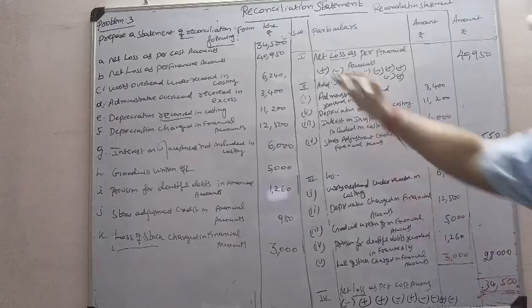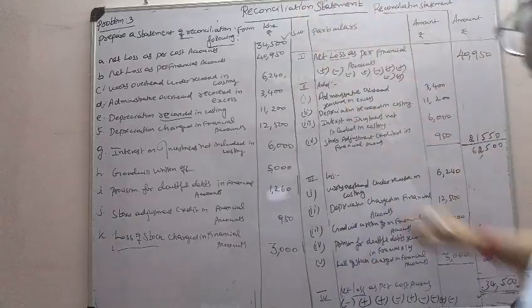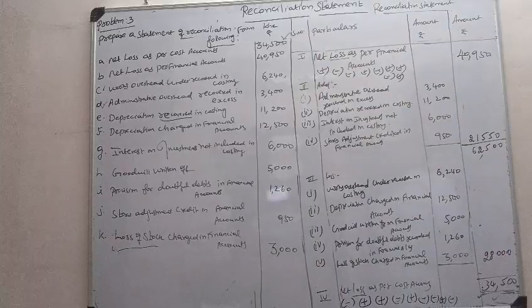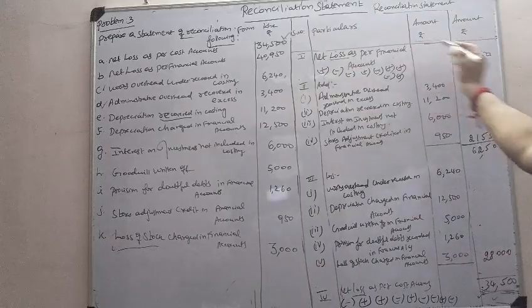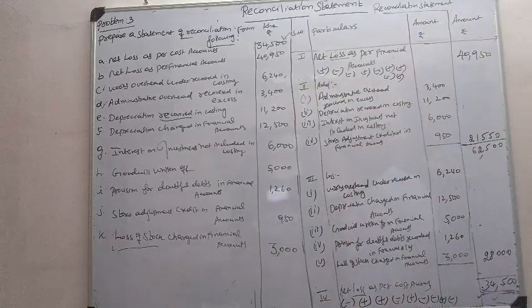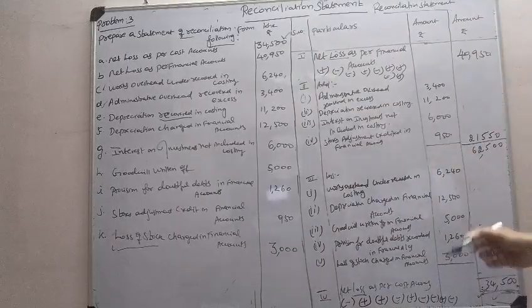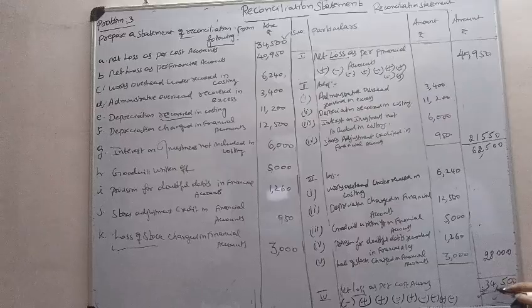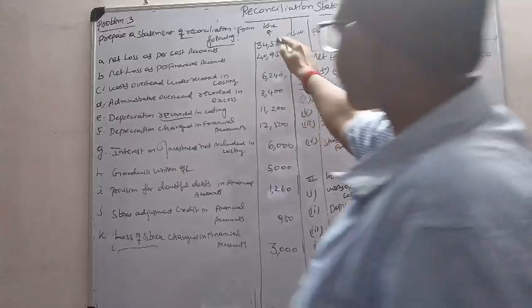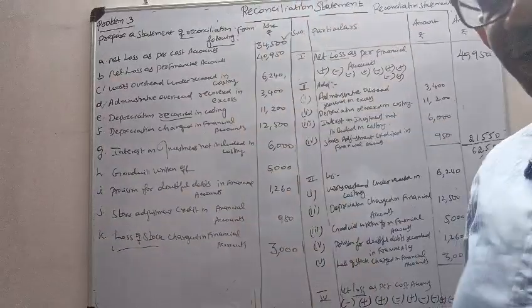34,500. Net loss as per the financial accounts 40,950, and then add items and then minus items. Finally, net loss as per the cost account 34,500. You see here 34,500. Your answer is right.